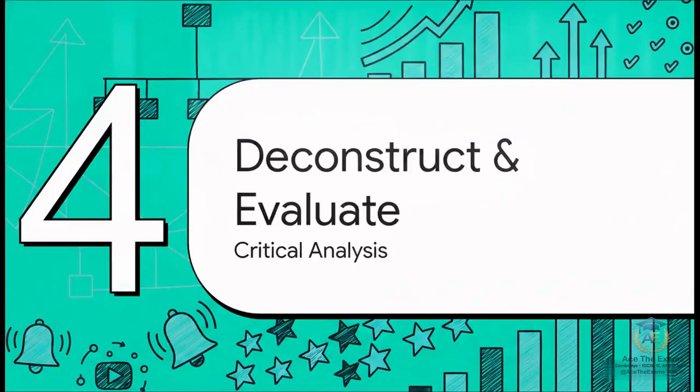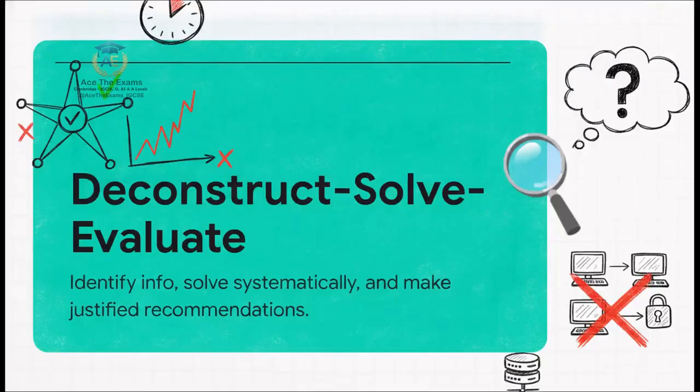Let's transition into Section 4, deconstruct, solve, and evaluate. This is where we take everything we've learned and build it into the highest order skill required for Topic 14.1, critical analysis. This framework on your screen is your absolute ultimate blueprint for tackling those really complex exam scenarios that demand an evaluation of different networking alternatives.